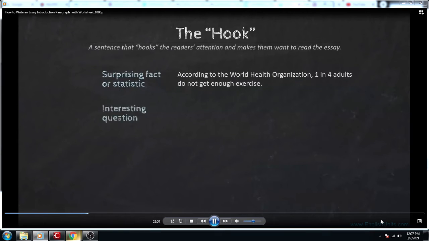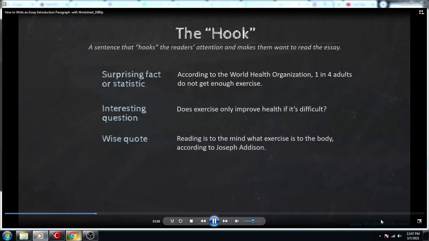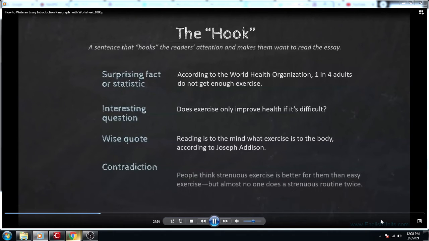Another type of hook is an interesting question. For example, does exercise only improve health if it's difficult? You can see how this type of question, if it comes first in the essay, might interest the reader in reading more to find the answer. Another type of hook is a wise quote. For example, reading is to the mind what exercise is to the body, according to Joseph Addison.